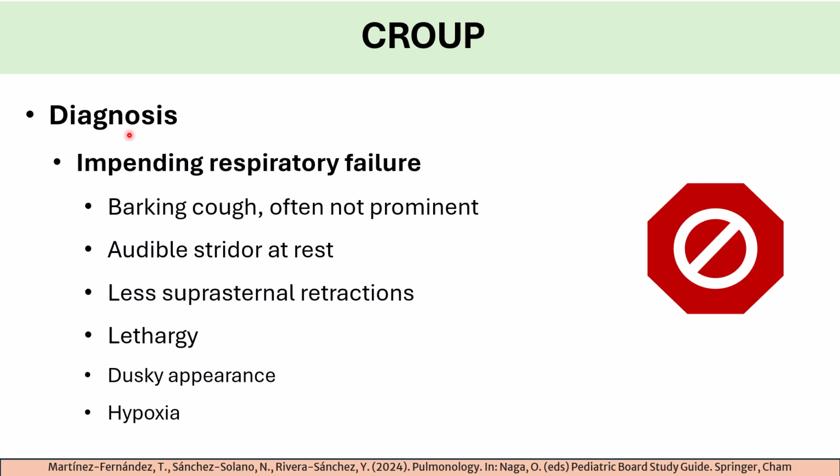This is a late presentation of croup and impending respiratory failure. Don't miss that. The barking cough will often not be prominent. The child is already tired. Audible stridor at rest, you will hear that. Less suprasternal retraction, the child is tired to breathe. So this is impending respiratory failure.